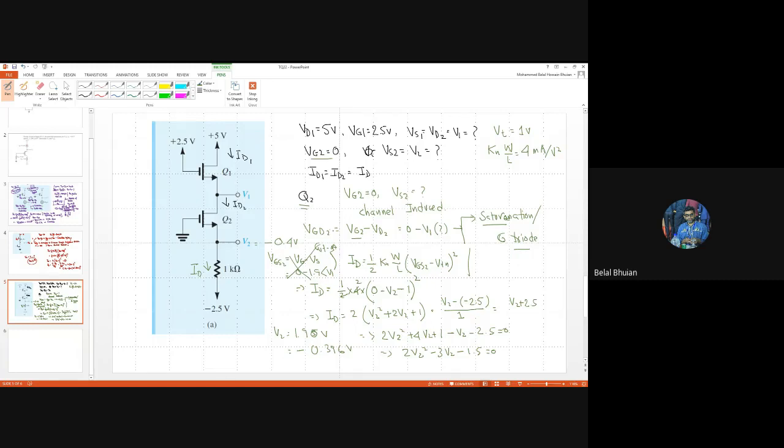So I have determined V2 is minus 0.4, let's say for simplicity. Now that we can find VGS, we can also determine ID. ID is equal to what? ID is V2, which is minus 0.396, plus 2.5, divided by 1. What do we get?